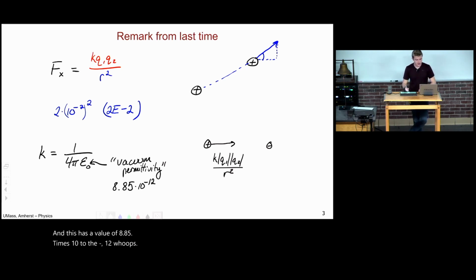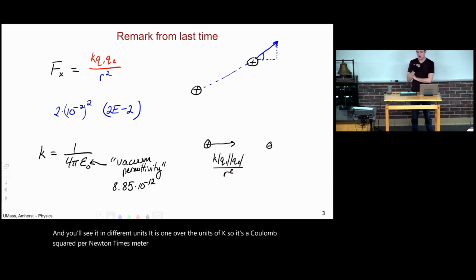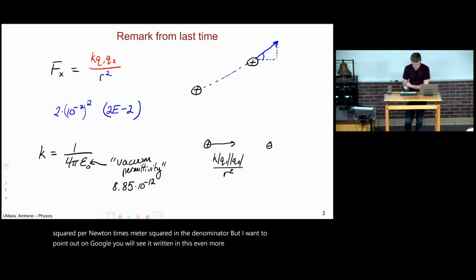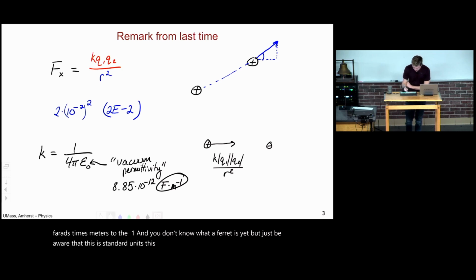And you'll see it in different units. It is 1 over the units of K, so it's Coulomb squared per newtons times meter squared in the denominator. But I want to point out, on Google, you will see it written in this even more gross set of units, farads times meters to the negative 1, and you don't know what a farad is yet. But just be aware that this is standard units. This is the same thing as Coulomb squared per Newton meter squared.